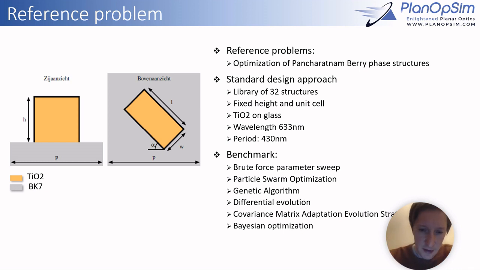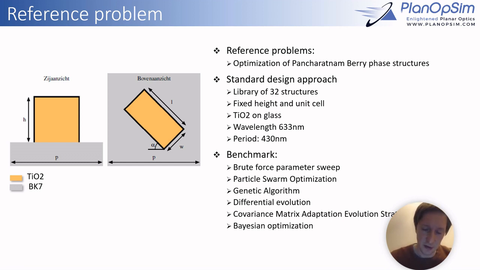In order to test these different approaches, we use a benchmark problem, the optimization of a Pancharatnam-Berry type structure. Just to refresh your memory, in the Pancharatnam-Berry type structures, we have these rectangular shapes which convert circular polarization into the other circular polarization, so they act as a half-wave plate, and we can then control the phase of the converted polarization using the angle. So in principle, for this system we already know what the optimal solution will be like.